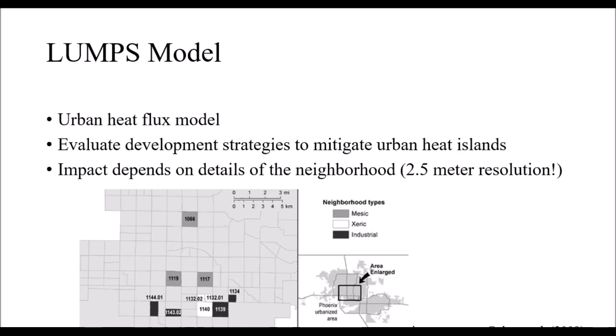And in particular, for this example, we're looking at 10 different tracts, so 10 regions in our geographic decision problem. And you can see exactly where they are if you know the Phoenix area in that map. They're color-coded by neighborhood type. Mesic just means that it's irrigated vegetation in a residential neighborhood, so things like lawns. Xeric refers to desert soil and native vegetation.